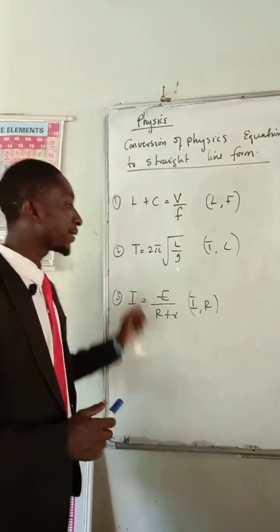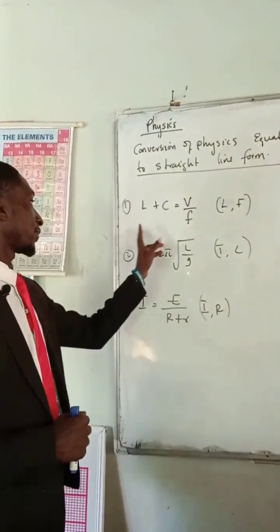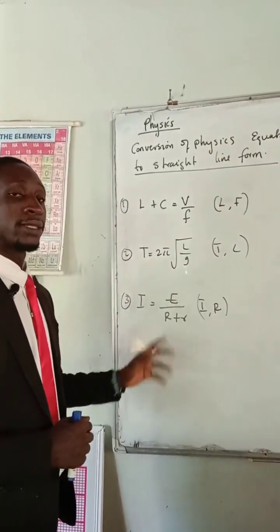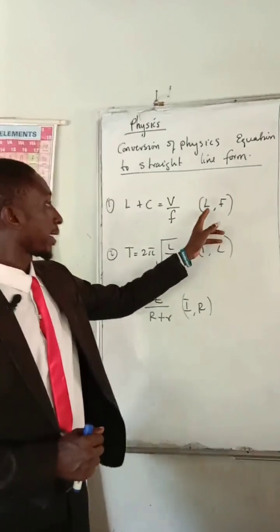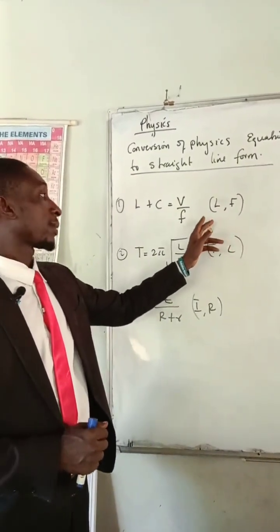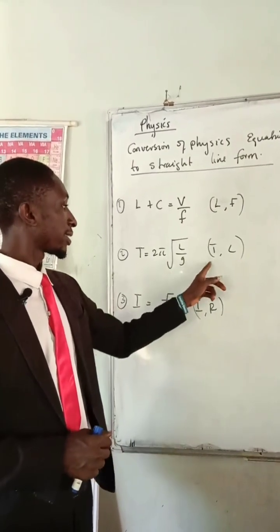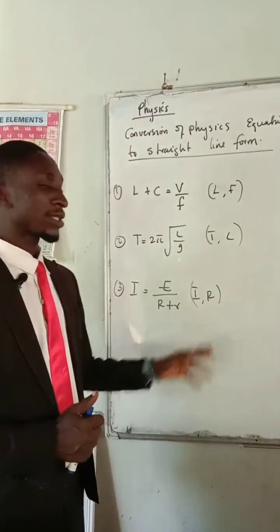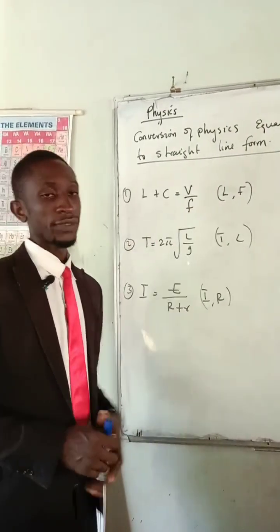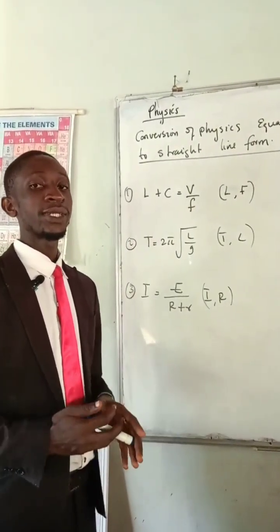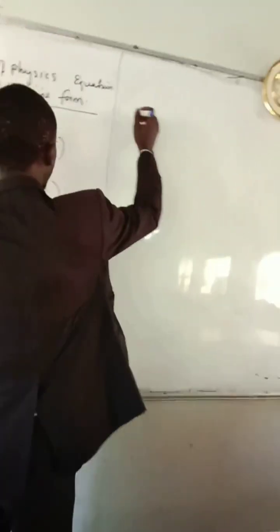Now, I have three equations here I want to use for the purpose of this video. This is the first equation, the second equation, and the third equation. Now the variables are L and F, so we are plotting L against F. In the second equation, we are plotting T against L. And in the third equation, we are plotting I against R. So when you have physics equations given like this, how do we transform them to plot a graph? Come with me as we try this.